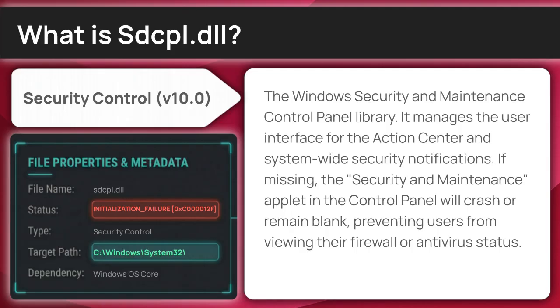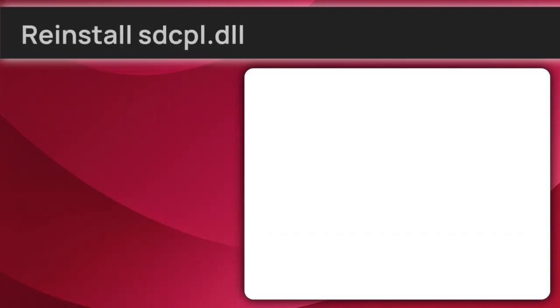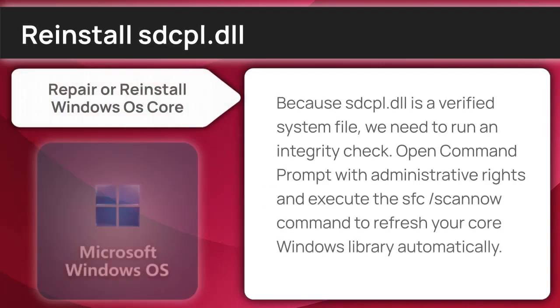Now that you have the context, let's move into the repair process with a fresh installation. Since this involves a protected library, we should use the standard Windows repair protocol. Execute sfc /scannow from an elevated command prompt to detect registry inconsistencies and repair files like Firewall Control Panel DLL.